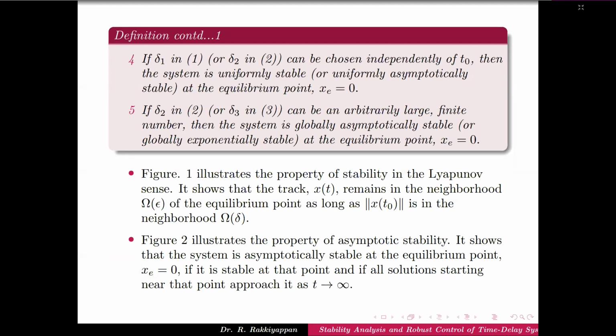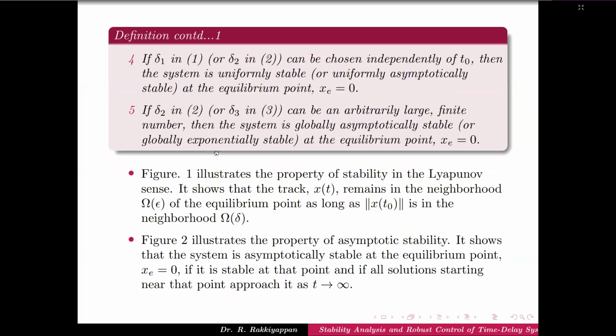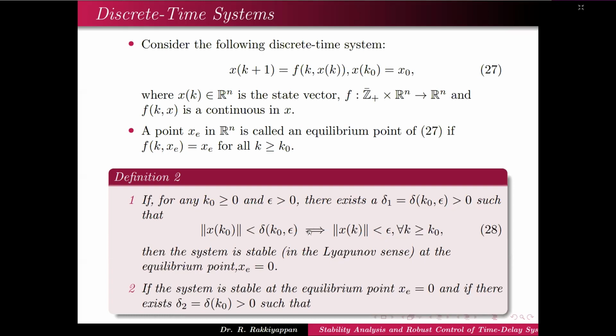Accordingly, we can define uniformly stable, uniformly asymptotically stable, and uniformly globally exponentially stable, with respect to the condition that delta depends only on time, not on the initial point. So we can define uniformly stable, uniformly asymptotically stable, as well as uniformly exponentially stable. These are the figure illustrations for stability in the sense of Lyapunov. This is a notion for asymptotic stability, and the same thing is applicable for discrete time systems.